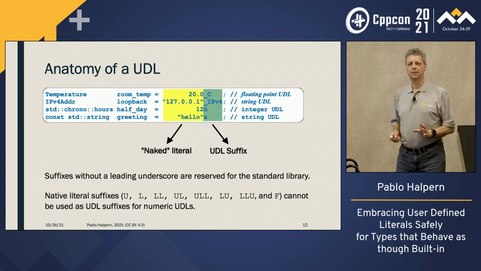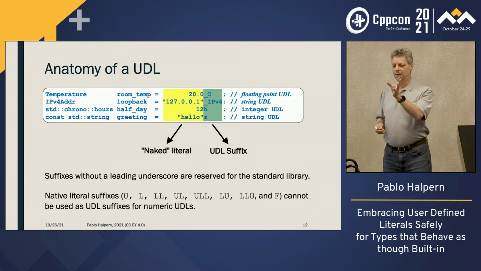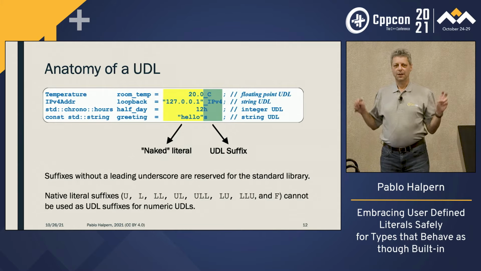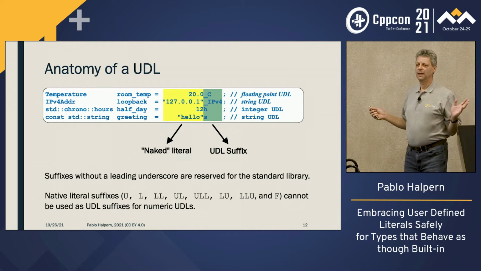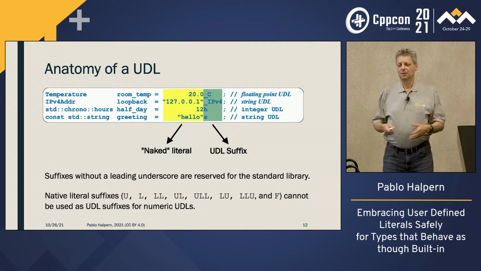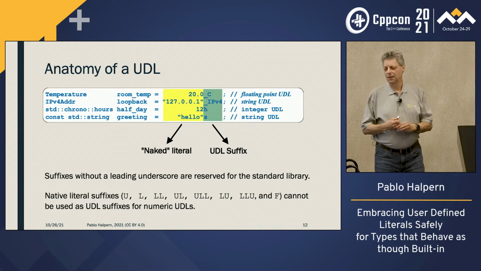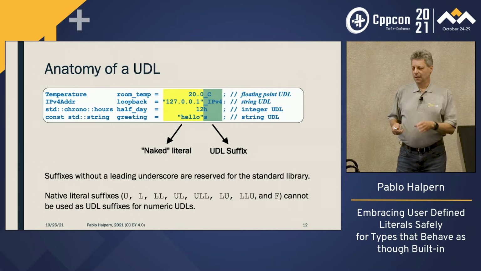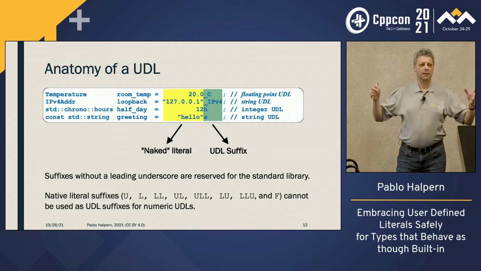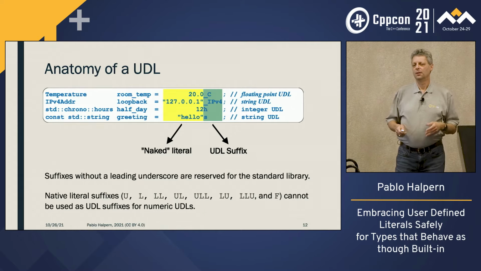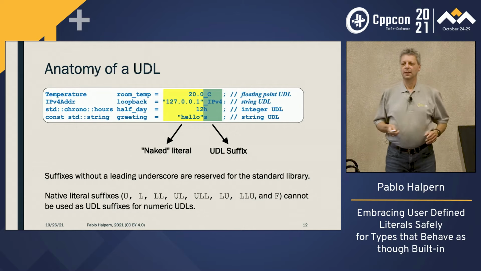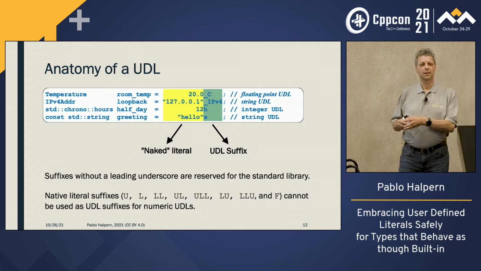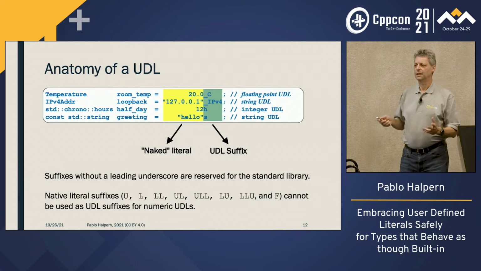All right, so a user-defined literal is basically two parts. The part to the left of the suffix is what I call a naked literal. I invented that term because I could not find any sort of standard or community term for that part of the literal. The naked literal looks just like a built-in literal, any integer or floating point or string or character literal. The part to the right is the suffix, and the suffix is where all the interesting information is. It says what kind of literal this is.